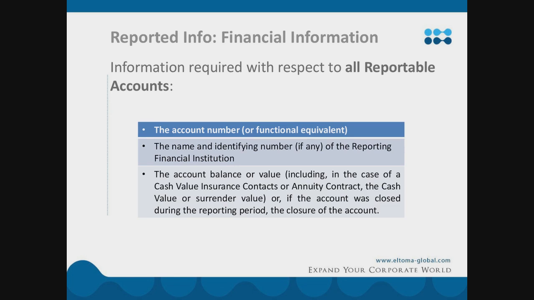Now let's consider the second group of information that is to be disclosed and reported, the financial information. So information required with respect to all reportable accounts is as follows. The account number or functional equivalent, the name and identifying number, if any, of the reporting financial institution, and finally the account balance or value, including in the case of cash value insurance contracts or annuity contracts, the cash value or surrender value, or if the account was closed during the reporting period, only the closure of the account.